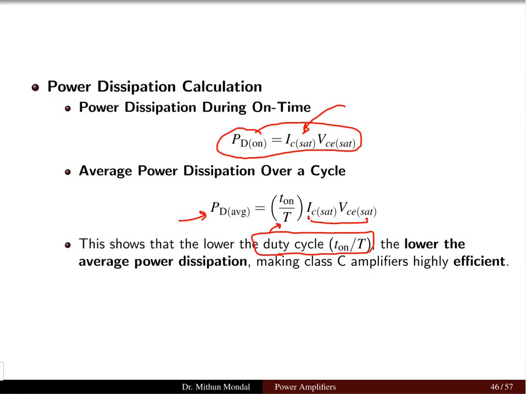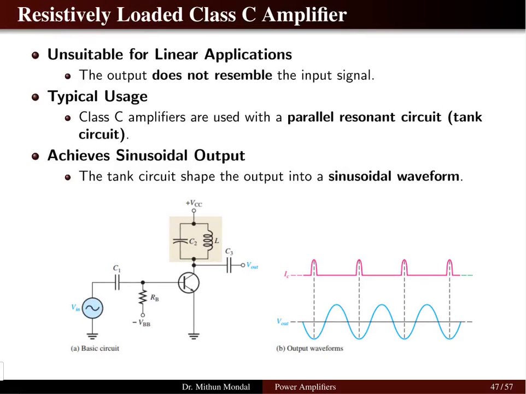So here we can see that the lower the average power dissipation, the more highly efficient the class C amplifier is. If the duty cycle is lower, then the average power dissipation will also be less, and we will get high efficiency of the class C amplifier. If we talk about the loading effect of this class C amplifier, then it is unsuitable for linear application.